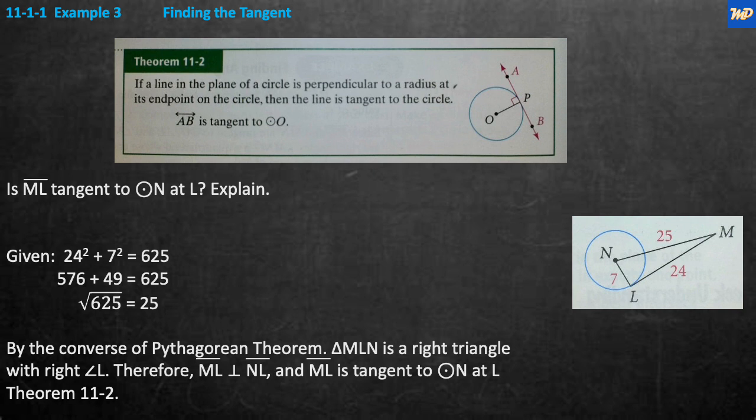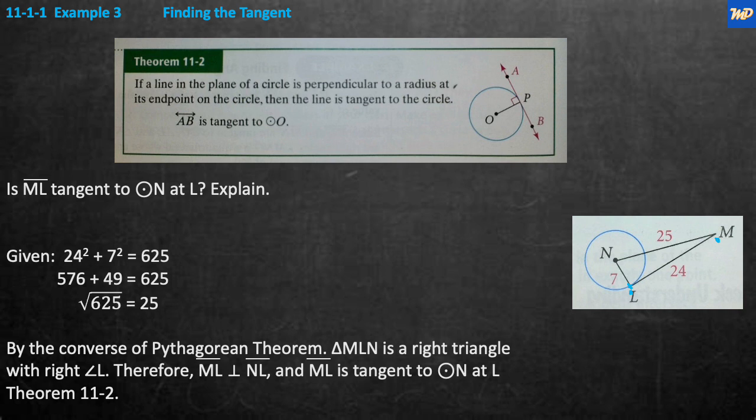So now we're going to look at the little diagram on the side. It says, is ML tangent to circle N at L? So they're talking about right down here is ML, the line going from M to L. And they want to know, here's where it's touching. Is this line tangent?